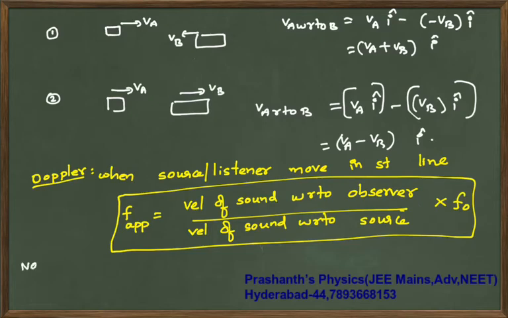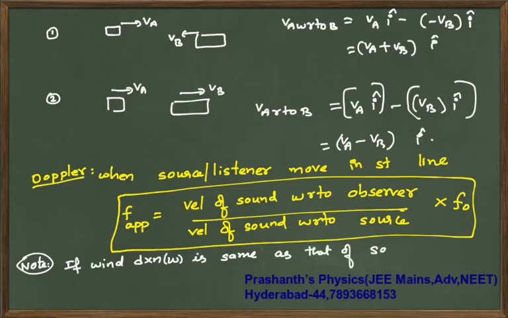Okay, and I'll write a note here. If the wind direction is the same as the sound direction, where W is the wind speed, then in place of V, the velocity of sound, you have to replace it with V plus W.